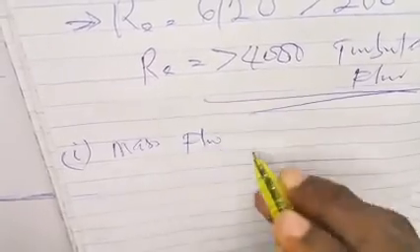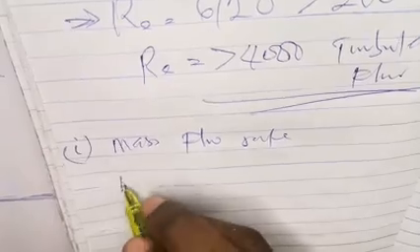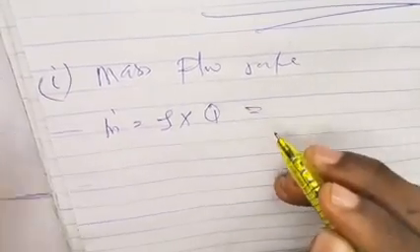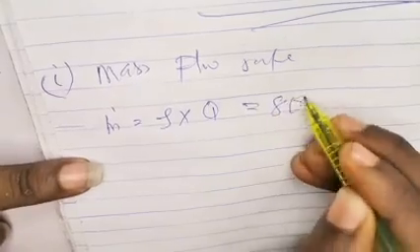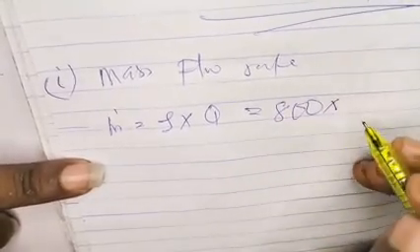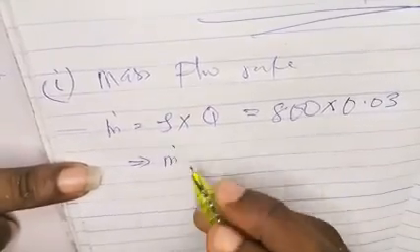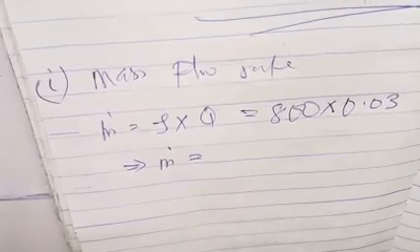Mass flow rate, m dot, is actually density times discharge. We solved for density earlier and obtained 800, multiplied by the discharge, which we also solved for and obtained 0.03. So this simply means that the mass flow rate is equal to 800 times 0.03.